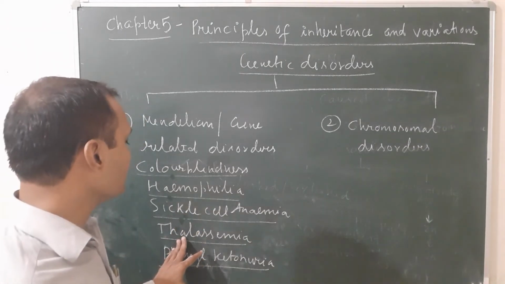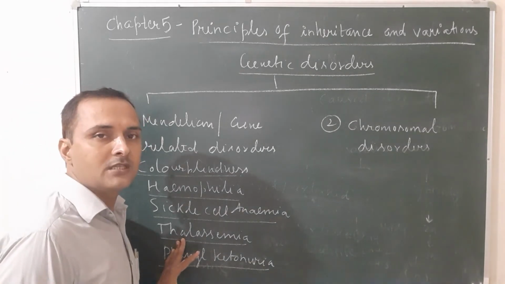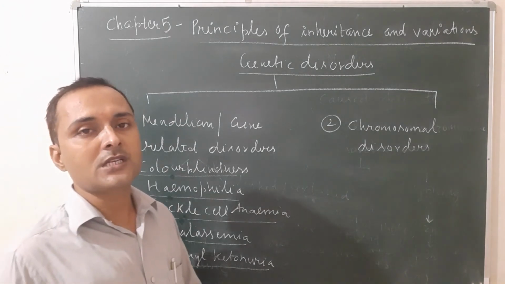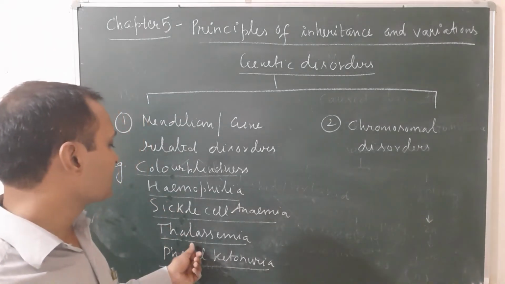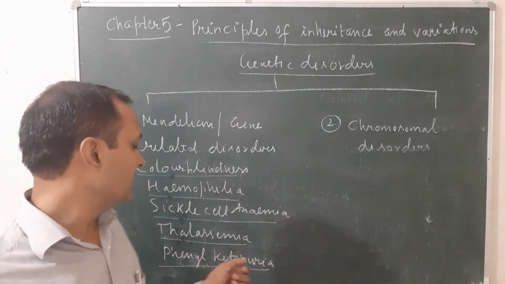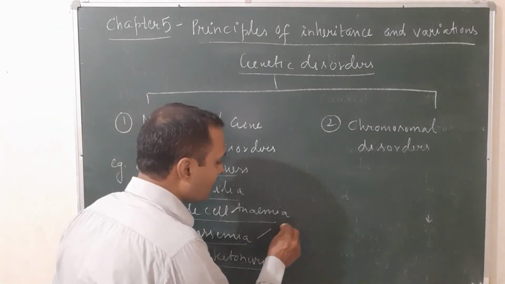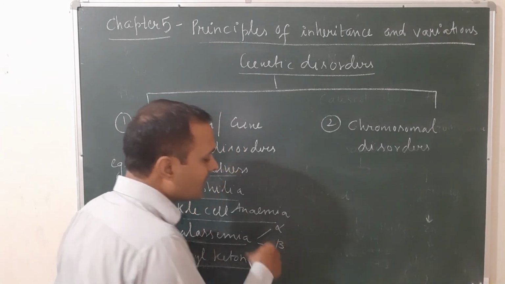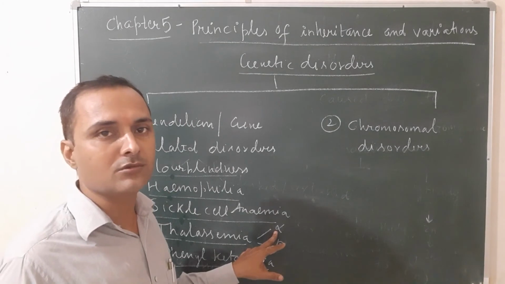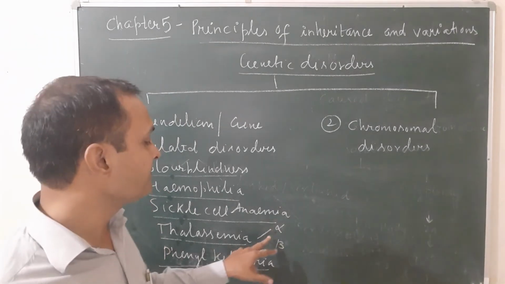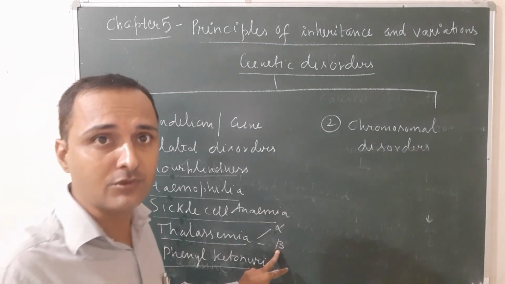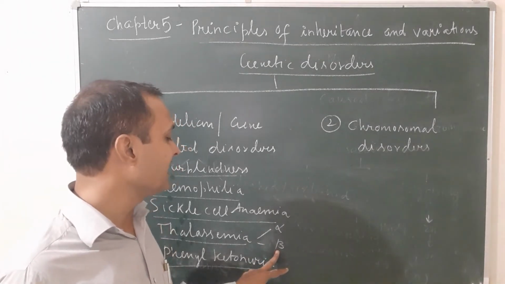Next one, thalassemia. In this type of disease, due to change in the structure of alpha and beta chains of hemoglobin, abnormal hemoglobin is produced, and there is a problem in the circulation of blood. It is further classified into two types, alpha and beta thalassemia. When the number of alpha chains of hemoglobin is reduced, it is known as alpha thalassemia. When the number of beta chains of hemoglobin is reduced, it is known as beta thalassemia.